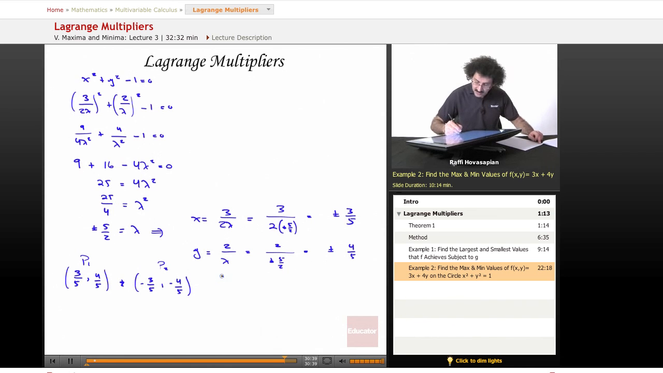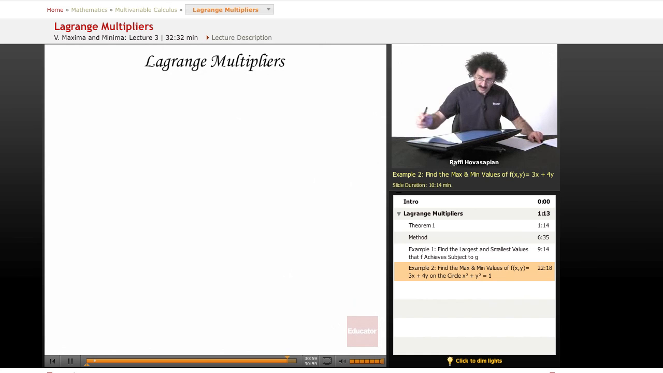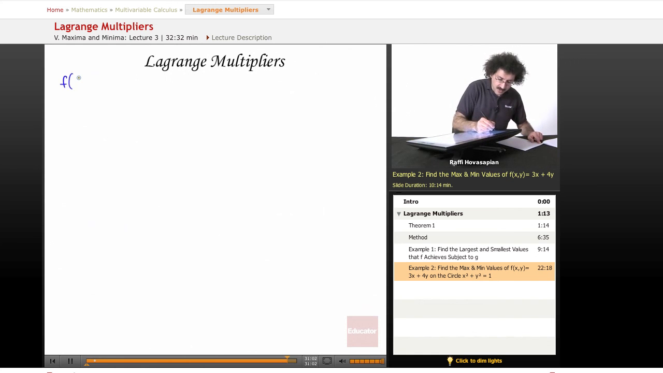So when I take f of P1, in other words, I put it back into the function, 3 times 3x plus 4y, 3 times 3/5 plus, well, you know what? Let me actually work it all out. It's probably a good idea if I work it all out. Okay, I'll do it on the next page. So we'll do f of 3/5, 4/5. That's going to equal 3 times 3/5 plus 4 times 4/5 equals 25/5. That's going to equal 5.